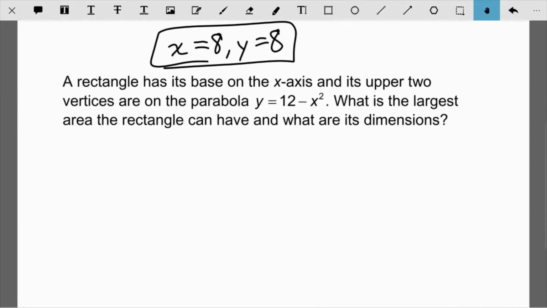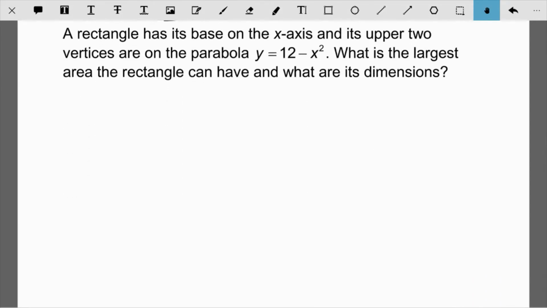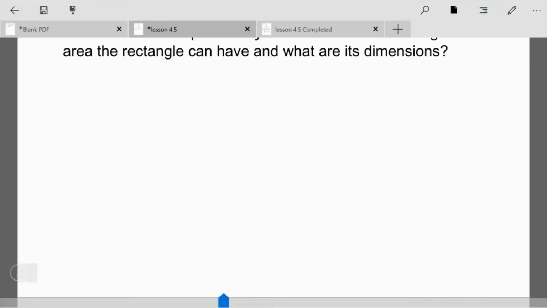So what I want you to do is I want you to try this next one. It says a rectangle has its base on the x-axis, its upper two vertices are on the parabola y equals 12 minus x squared. What's the largest area the rectangle can have, and what are its dimensions? So remember, start with a diagram, but I want you to pause the video, solve out this problem, and then when you come back, I'll show you the solution.